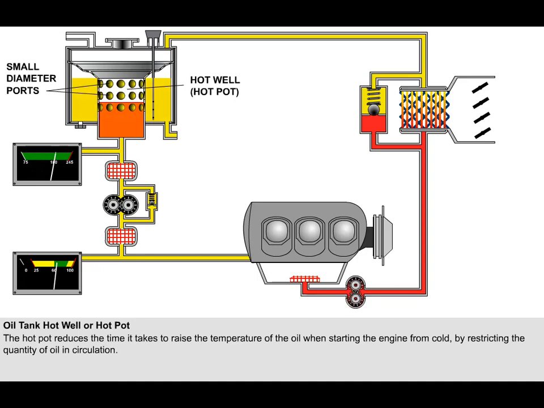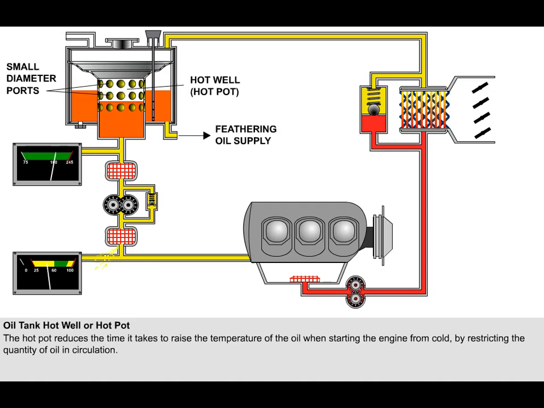The hot oil raises the temperature of the walls of the hot pot. The oil in the immediate vicinity outside of the walls of the hot pot is also heated and becomes less viscous as a consequence, so that the ports offer less resistance to its flow and progressively more and more oil is brought into circulation.